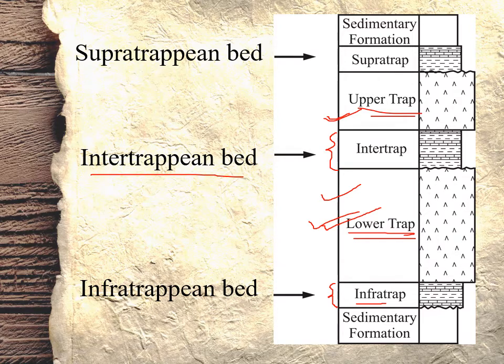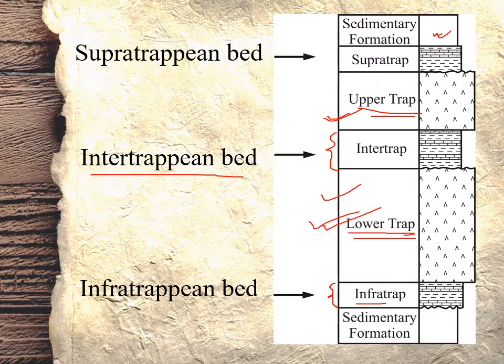And the last one, which is known as supratrap, is basically the opposite of infratrap. In infratrap, this sedimentary unit is bounded in its upper part by trap lava and in its lower part by a sedimentary unit. In supratrap, this sedimentary unit is bounded in its lower part by trap lavas and the upper part is of another kind of sedimentary unit.